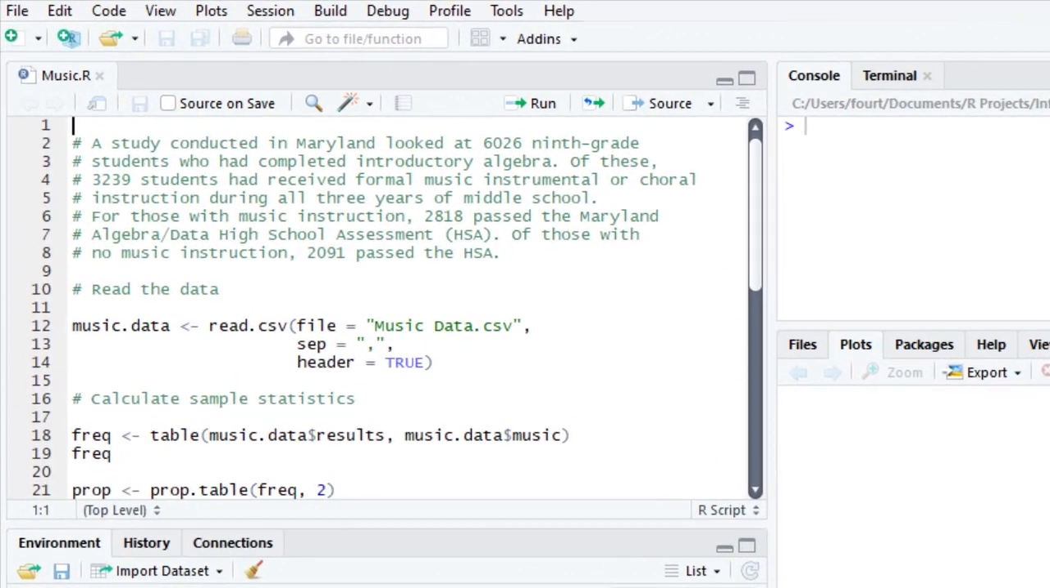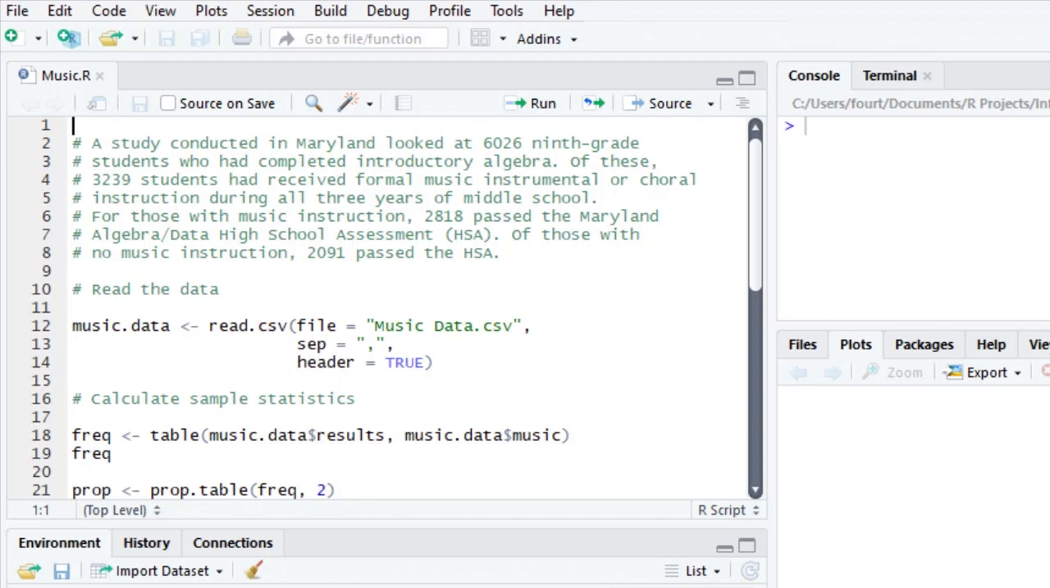A study conducted in Maryland looked at 6,026 ninth grade students who had completed introductory algebra. Of these, 3,239 students had received formal music instrumental or choral instruction during all 3 years of middle school. For those with music instruction, 2,818 passed the Maryland Algebra Data High School Assessment. Of those with no music instruction, 2,091 passed the test.